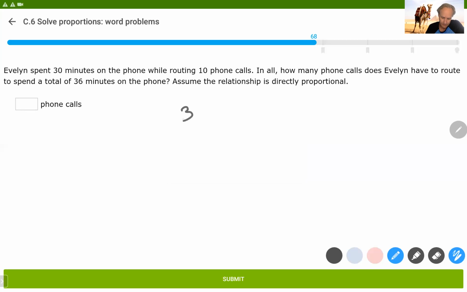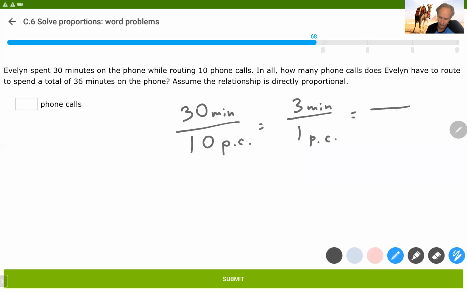30 minutes in 10 phone calls means that we're talking about 3 minutes per 1 phone call. And we want to know the number of phone calls in 36 minutes. And we had to multiply by 12 to get there.